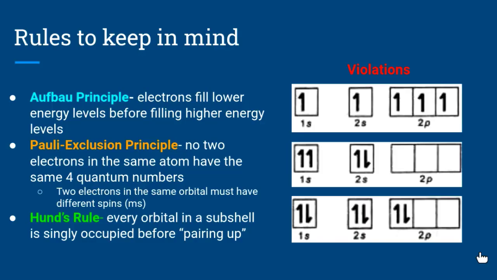All right. So when you're doing electron configuration and electron diagrams, there are 3 rules that you need to keep in mind. The first rule is the Aufbau principle.